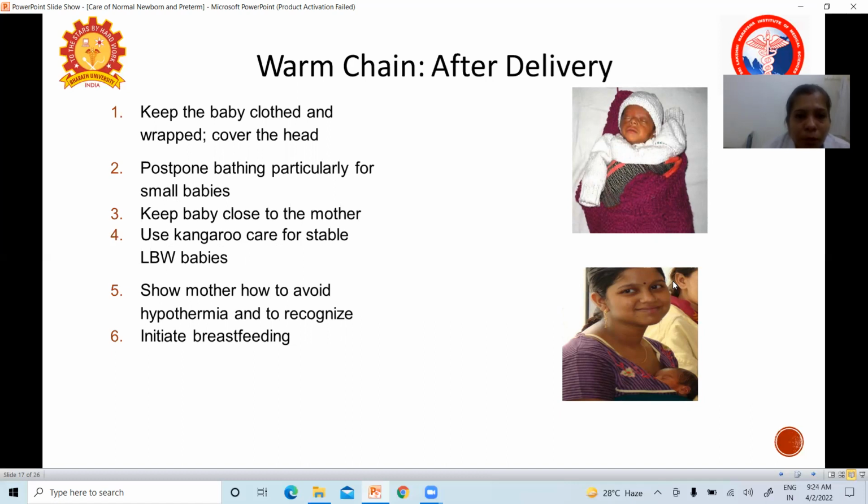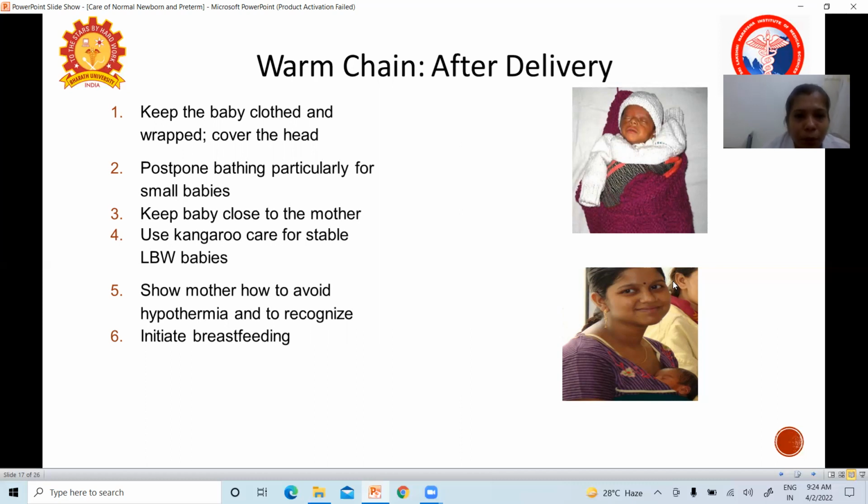We can postpone the bathing, particularly for small babies, preterm babies, till they become term gestation, or even for term babies, we can postpone the bathing for the initial 5-6 days until the cord falls. Because bathing the baby will expose the baby to the cold environment for some 10, 15, 20, 30 minutes, and that can be dangerous. So we have to be careful. Let the baby stabilize with the environment. Let the baby gain birth weight, or let the baby gain the normal 2.5 kg weight and let the cord fall. Then we can give a proper bath. Before that, we can sponge the baby with lukewarm water or with normal temperature water.